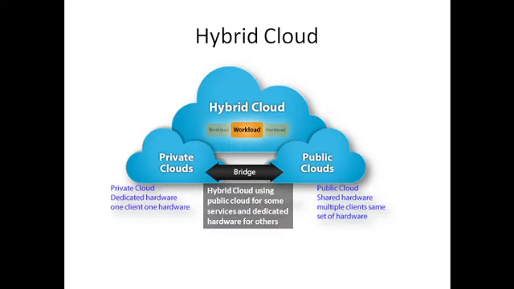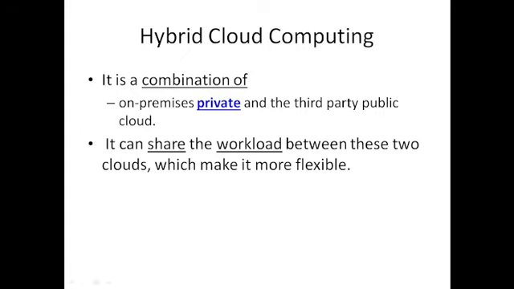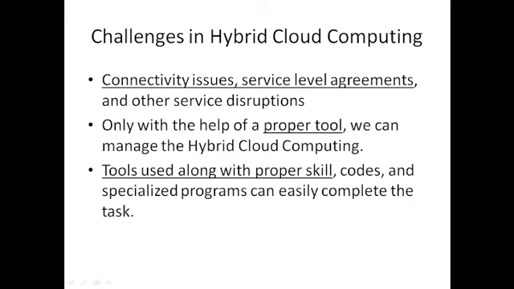So hybrid cloud is nothing but the combination of the private cloud and the public cloud. So in some cases, the organization may be using a private cloud and in some cases the organization may be using the public cloud. So we can say the best example for hybrid cloud is in case of banks. So as I have said, it is nothing but the combination of the private cloud and the public cloud. So it can share the workload between the two clouds, which makes it more flexible.